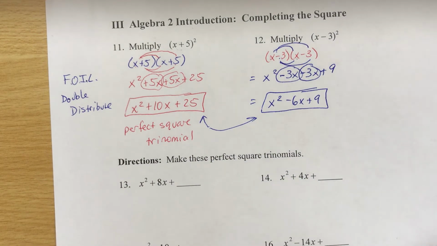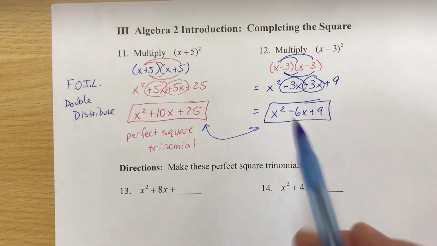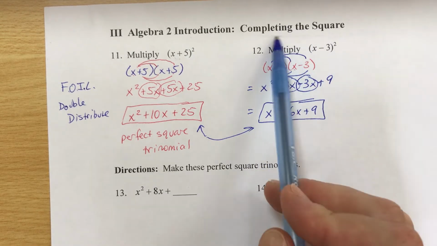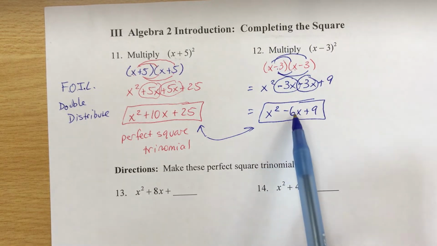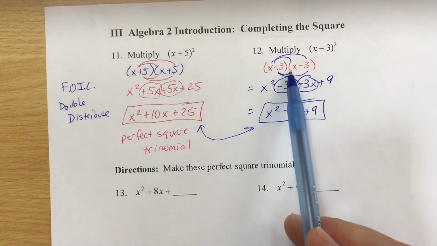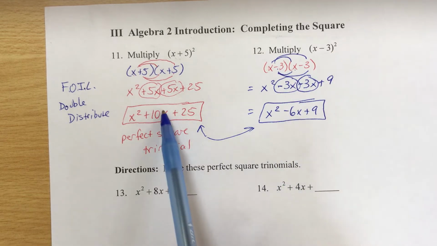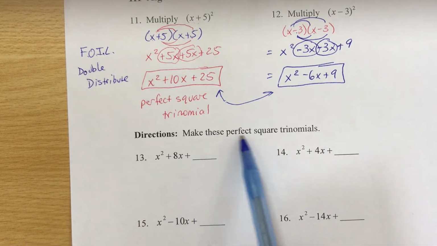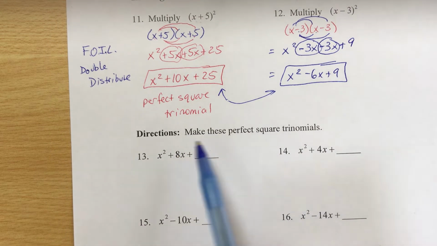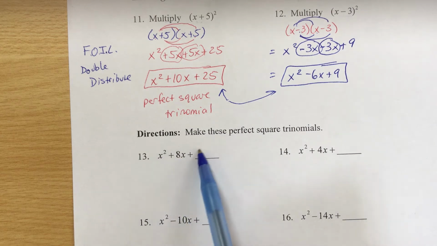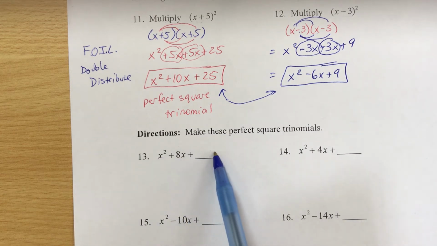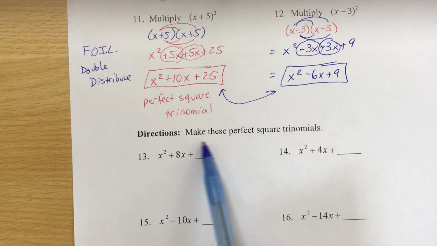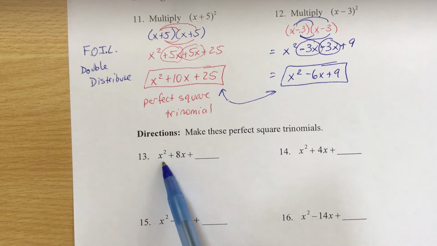Now what we're going to do here, I'm going to teach you a process called completing the square, which is where we go from here back to this, back to the original. So directions, make these perfect square trinomials. X squared plus 8x plus something. What does that number have to be to make this a perfect square trinomial?